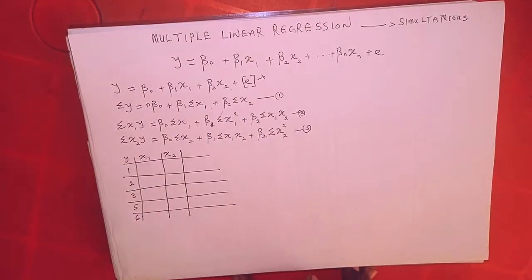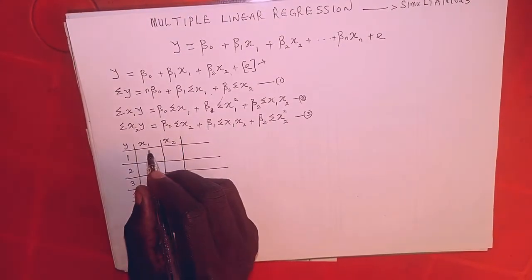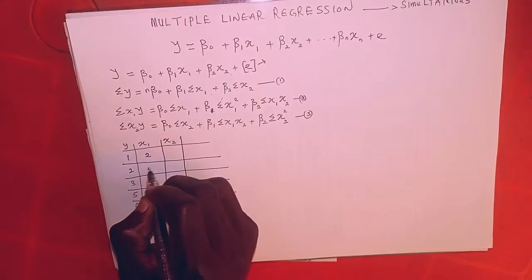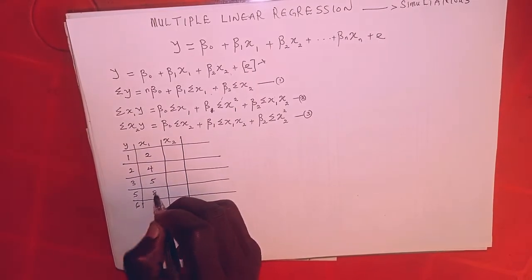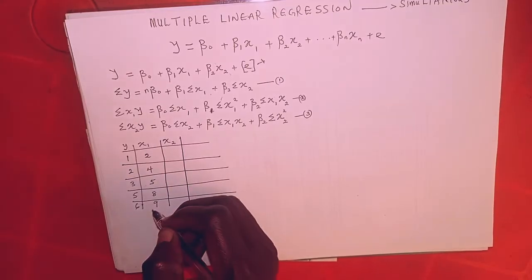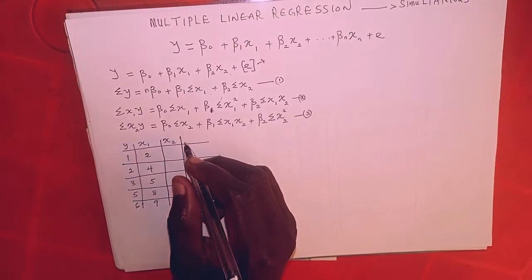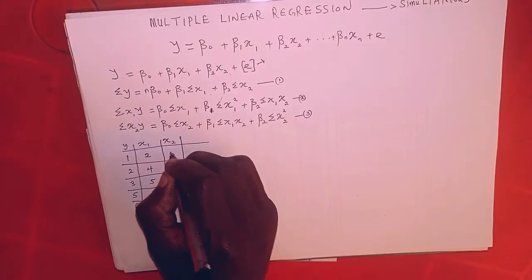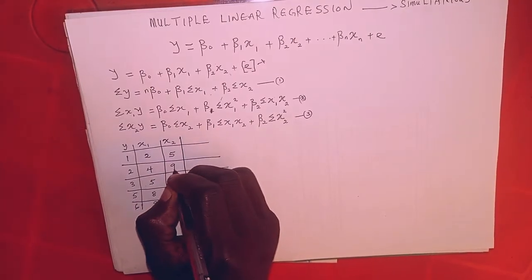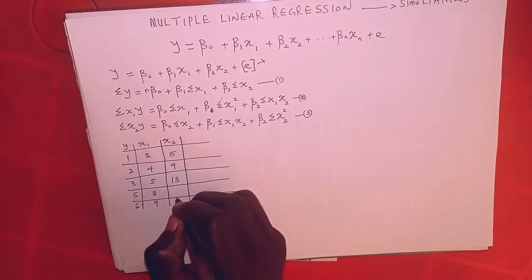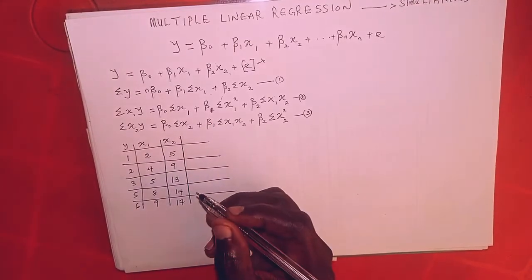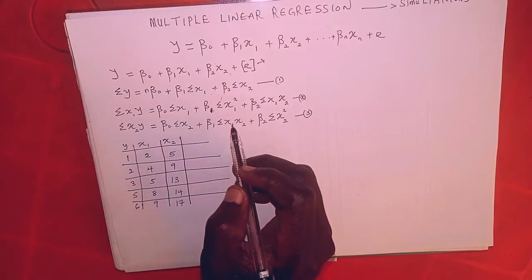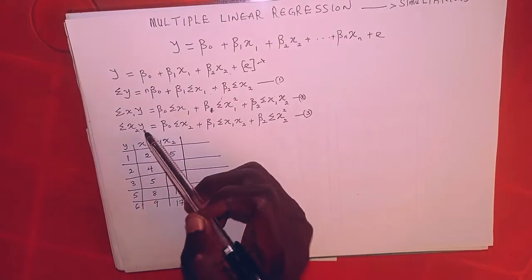Then we have x2. Let's say x2 we have 2, 4, 5, 8, 9. And the value for x2 to be 5, 9, 13, 14, and 17. Now, from these three equations, we need all this summation.